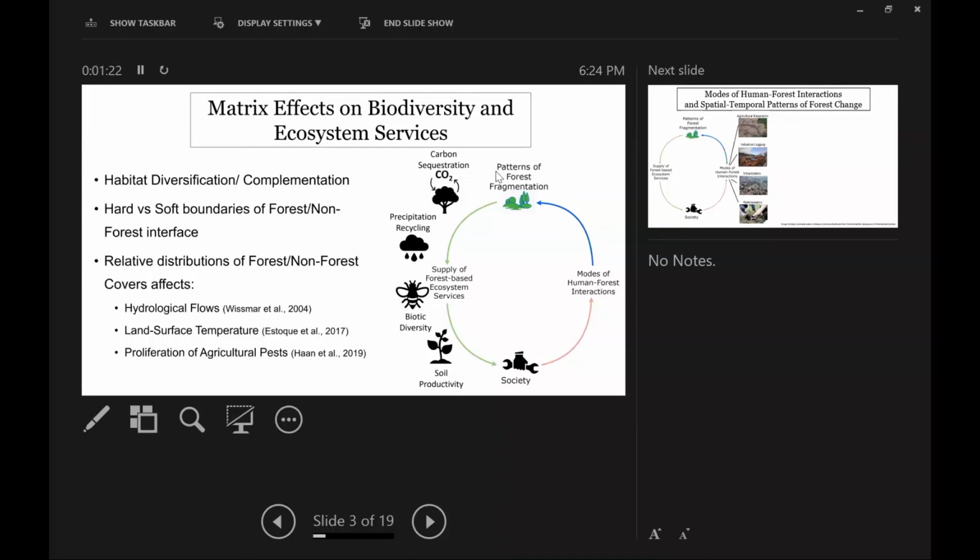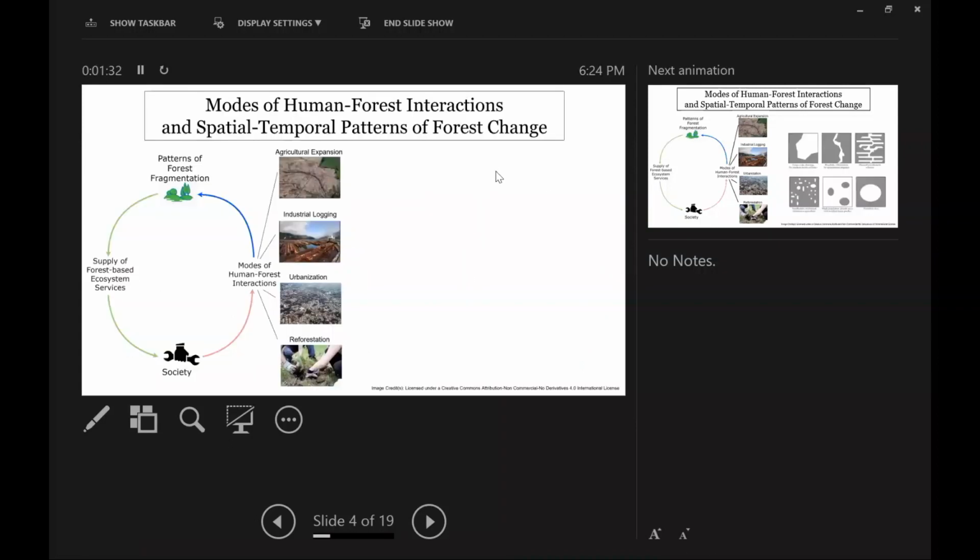Additionally, the relative distributions of forest and non-forest land covers in a landscape can also affect hydrological flows, land surface temperature, and the proliferation of agricultural pests.